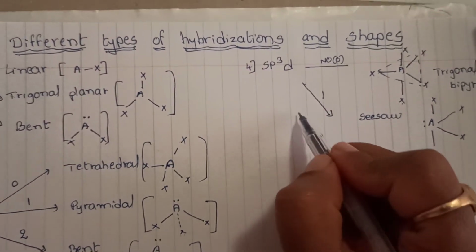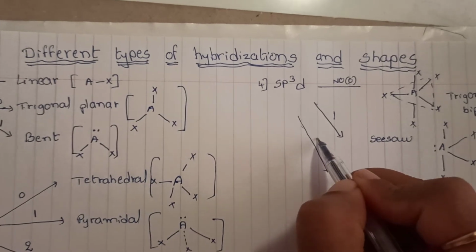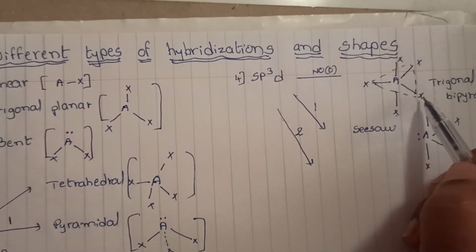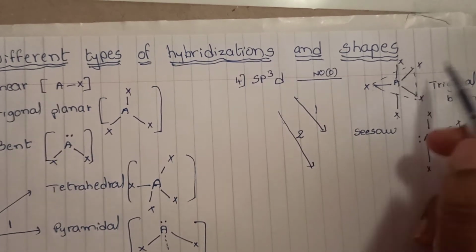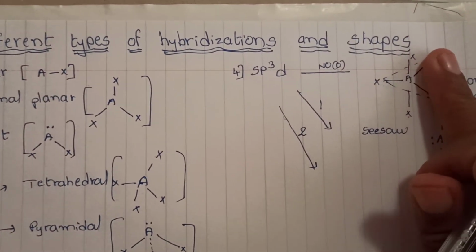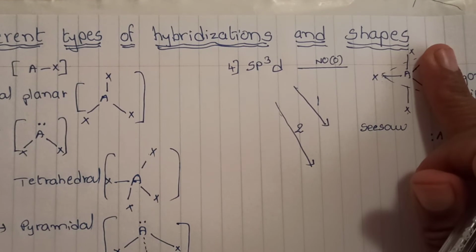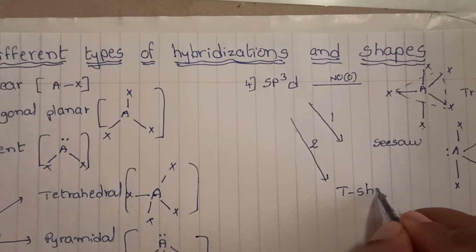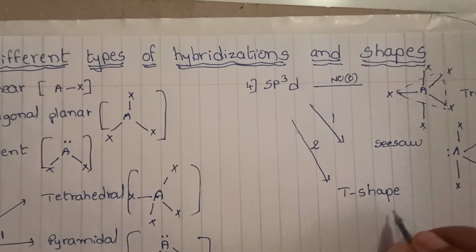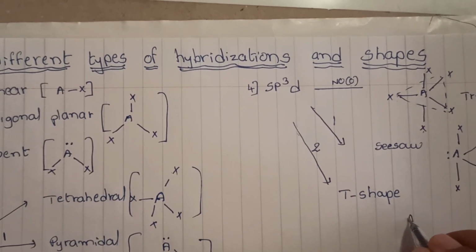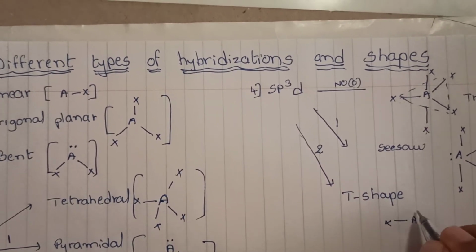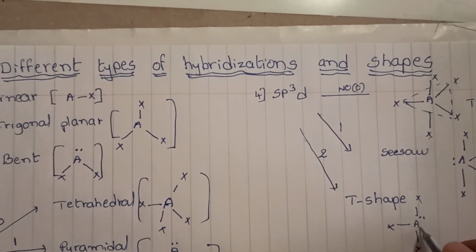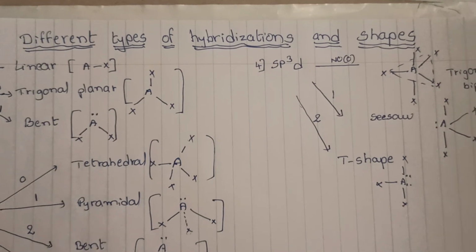Seesaw geometry. And when there are two lone pairs, one more lone pair you have to place in the axial position. Let's say here and here I am placing. You can see the geometry of the molecule is becoming T shape. You can write the T shape of the molecule as A, X, X, X, and it has two lone pairs on it.